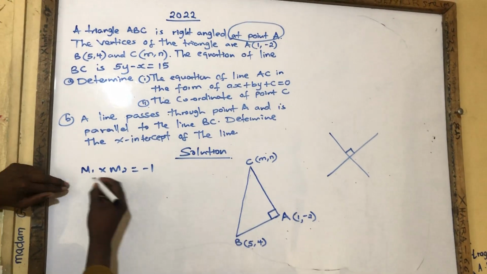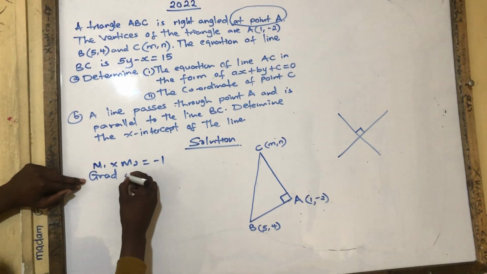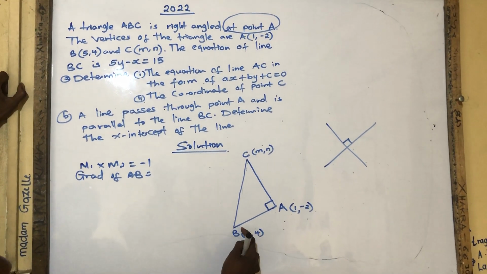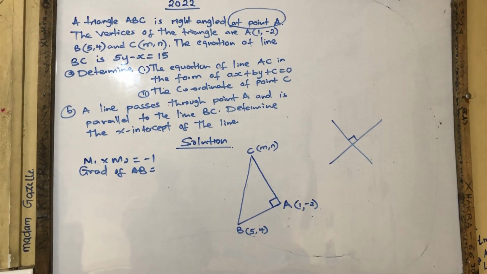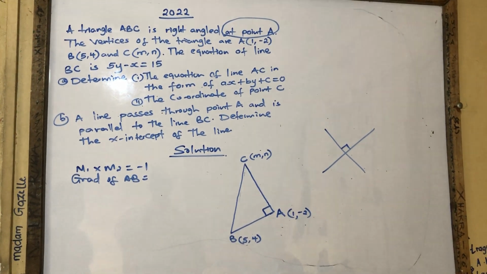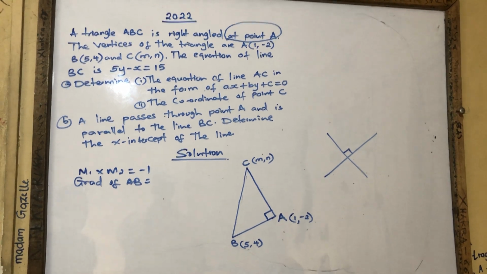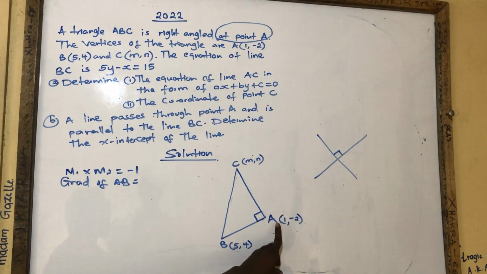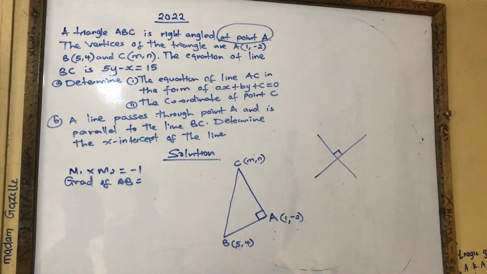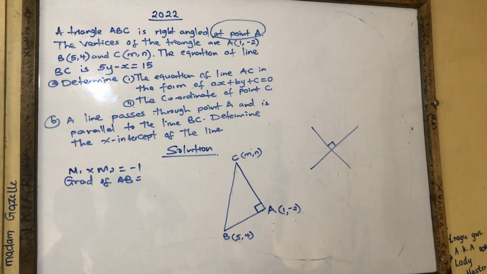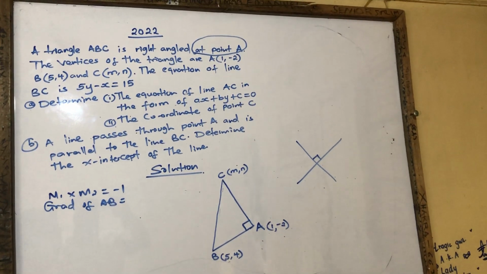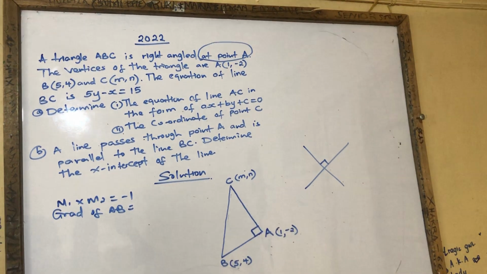So let's start by obtaining the gradient of AB. We will start by finding the gradient of AB. But why AB? It is possible to find the gradient of AB because I have both coordinates of A and B, making it possible to obtain the gradient of AB. So we will start by obtaining the gradient of line AB.